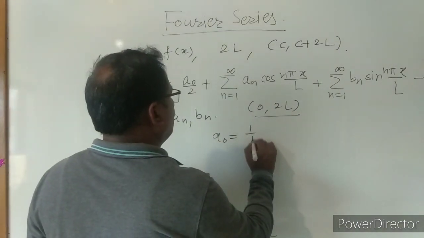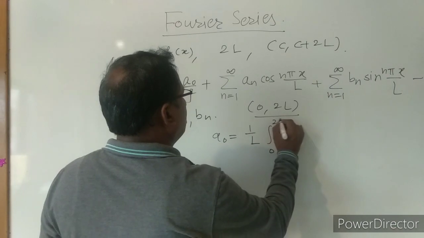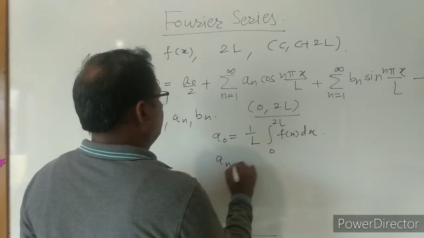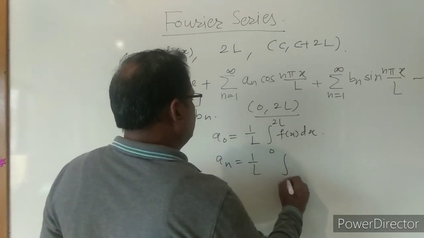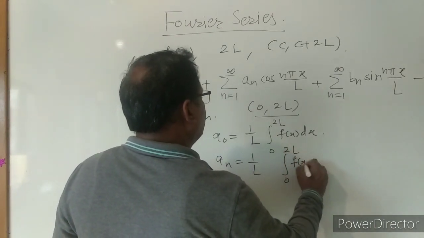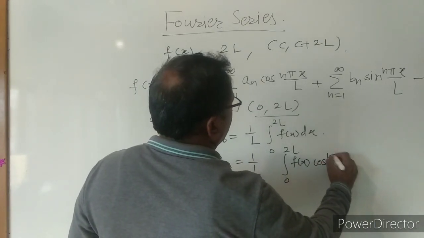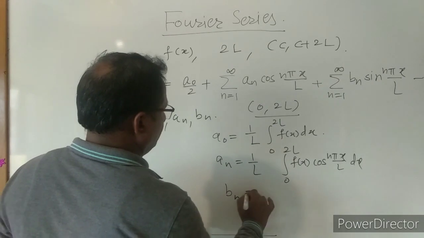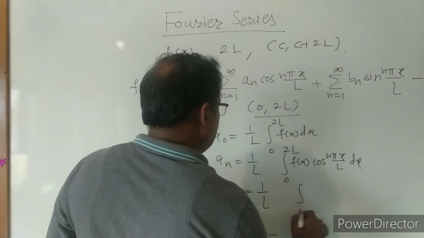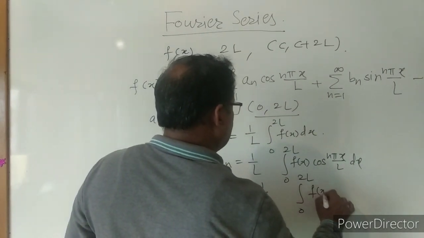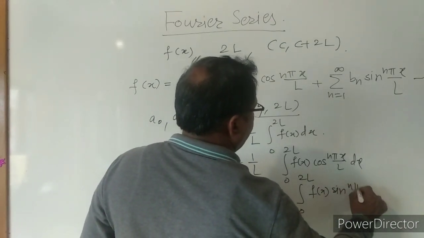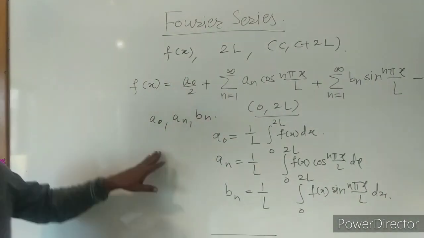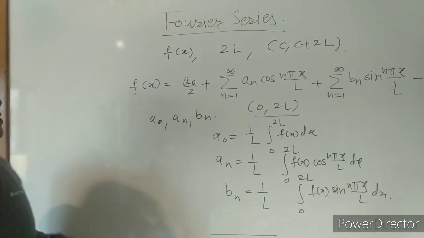These values are given by a0 equals 1 upon L integral 0 to 2L f of x dx. An is 1 upon L integral 0 to 2L f of x cos of n pi x upon L into dx. And bn is 1 upon L integral 0 to 2L f of x sin of n pi x upon L into dx. So this is the case where c is 0.